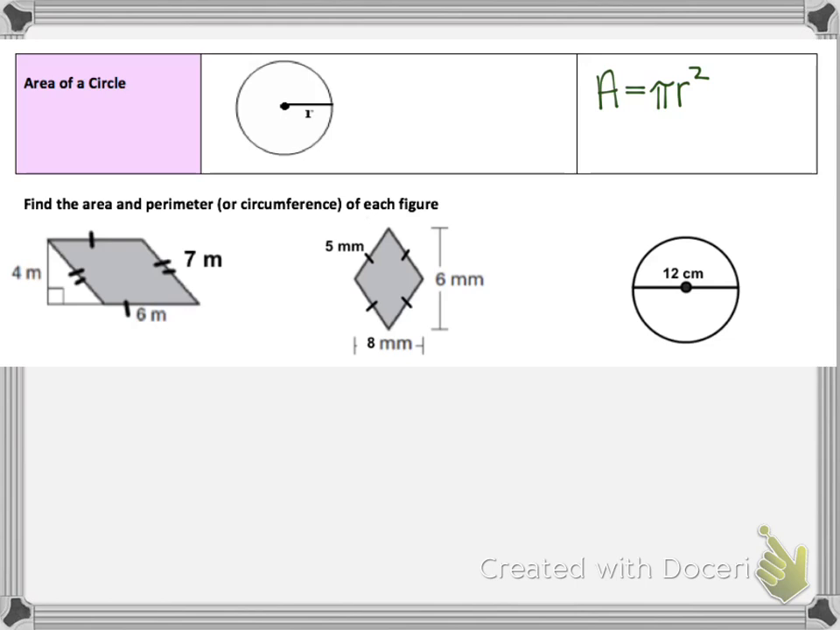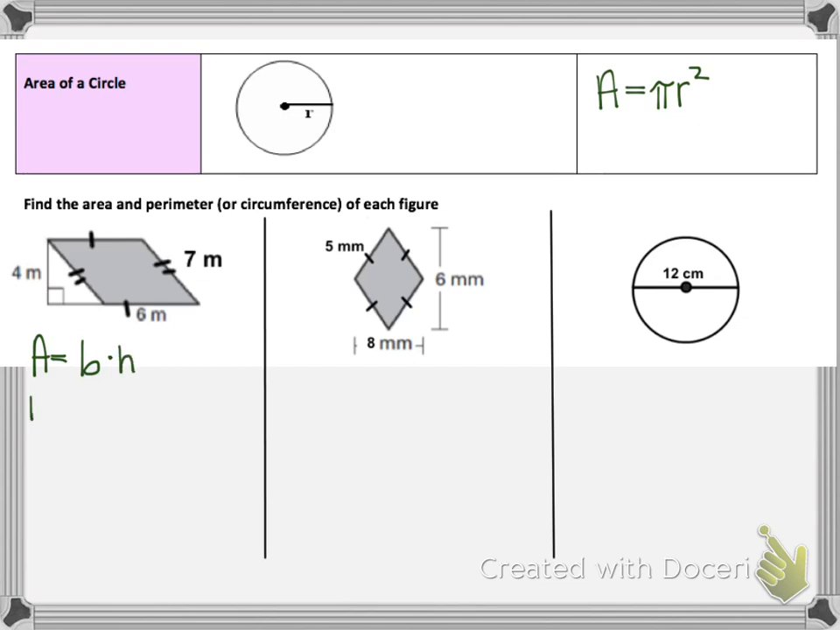So here we go. We want to find the area and perimeter or circumference of each figure. So I'm going to draw myself a line here to keep myself sectioned off. Okay, that's nice. There we go. All right. So this right here is a parallelogram. So to find the area, that's going to be the base times the height. So area equals, my base is this guy right here. So that's going to be 6.